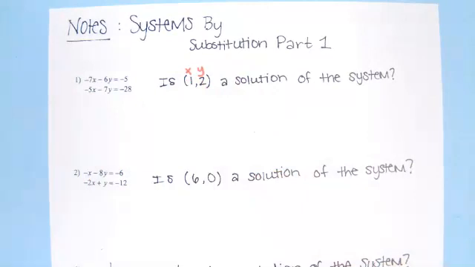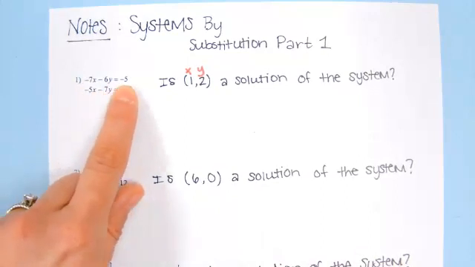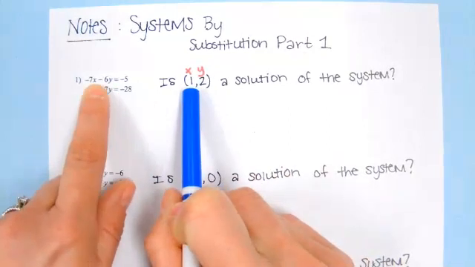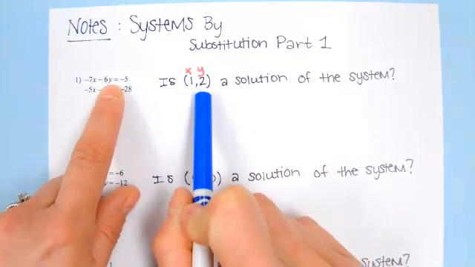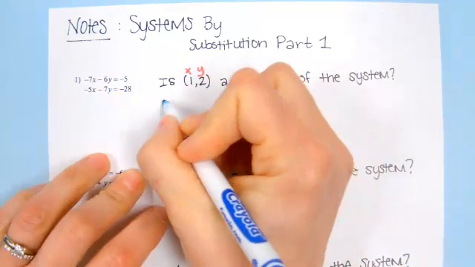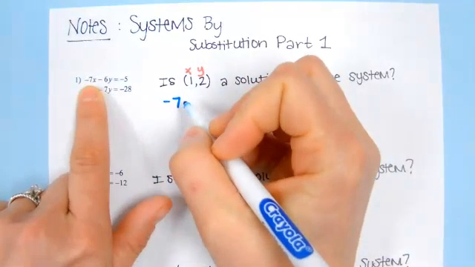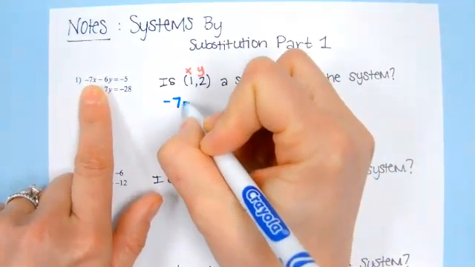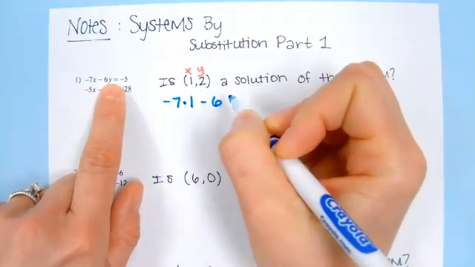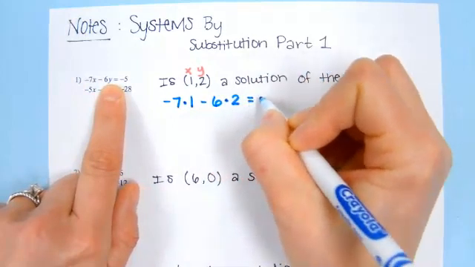Okay, so we're going to start with the top equation. Negative 7x minus 6y equals negative 5. And what we're going to do is replace x with 1, and we're going to replace y with 2. Okay, so let's rewrite it. So negative 7, and instead of x, I'm going to use 1. And so since they're right next to each other, we know this is a times 1 minus 6, and then instead of y, I'm going to say times 2 equals negative 5.